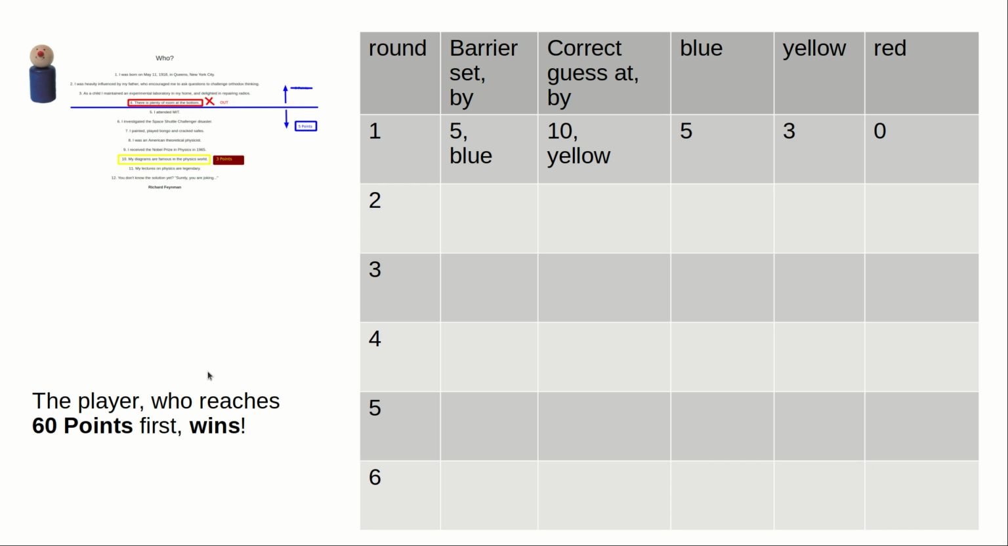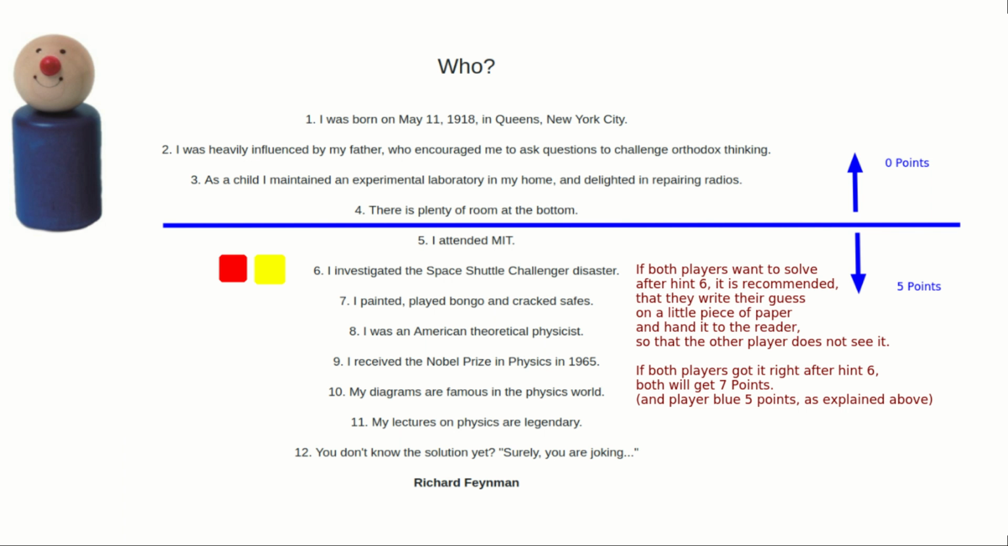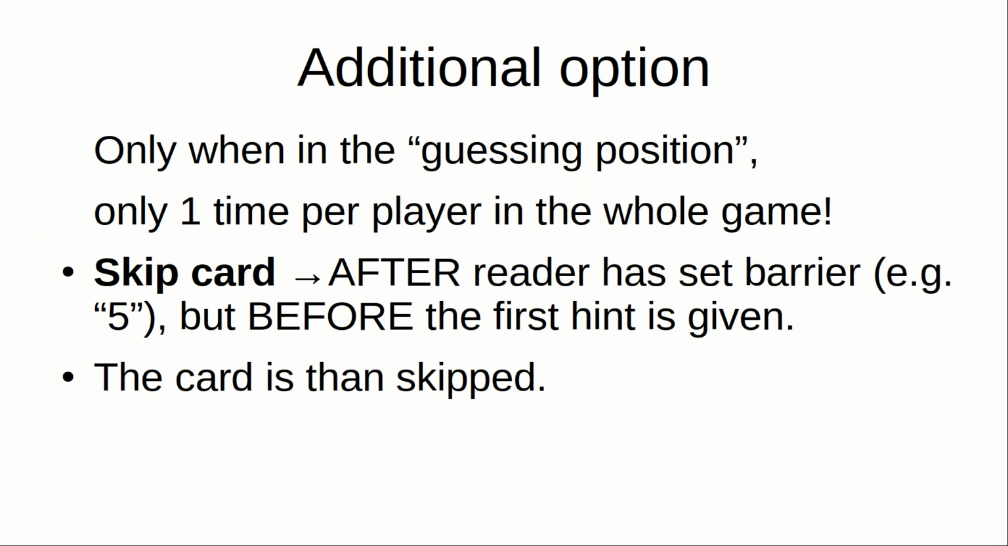For example, 60 points would be reasonable, where the player who first reaches 60 points wins this game. Okay, this was quite a lot, but now let me present to you one final option that makes this game more interesting, even more interesting. This is the skip option, okay?